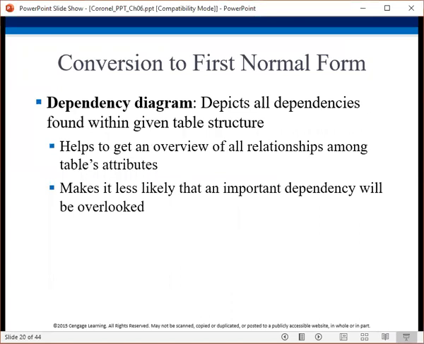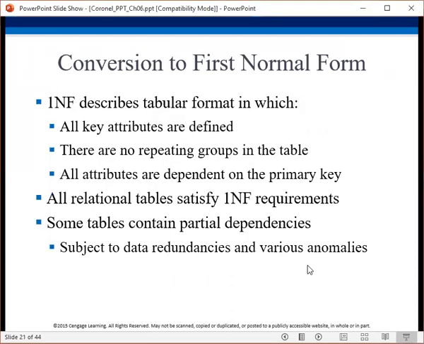And we'll have a dependency diagram we can create, and that's just going to show which fields in general determine the value of other fields. And then converting to first normal form, all attributes are dependent on the primary key. There is a primary key for each record in the table, each row in the table, and there are no repeating groups.